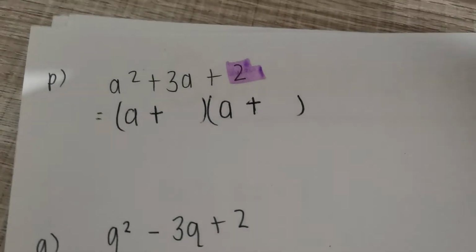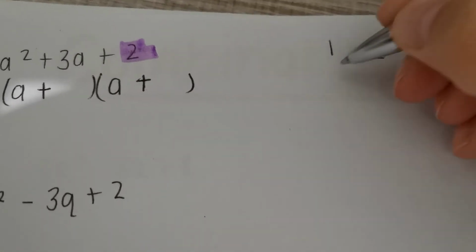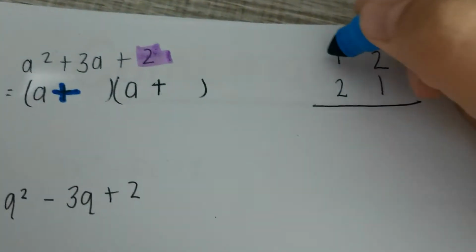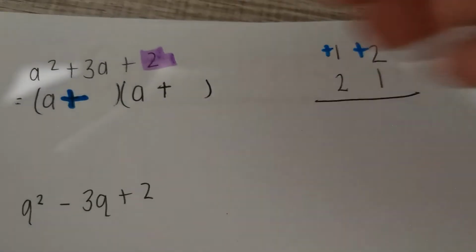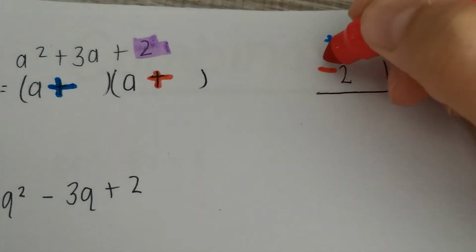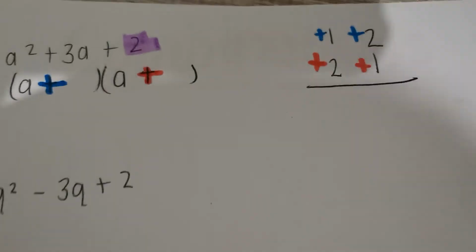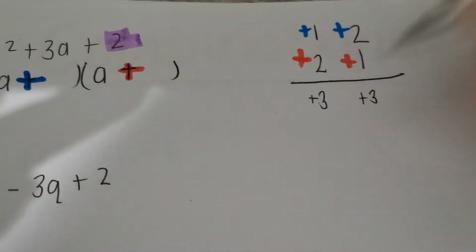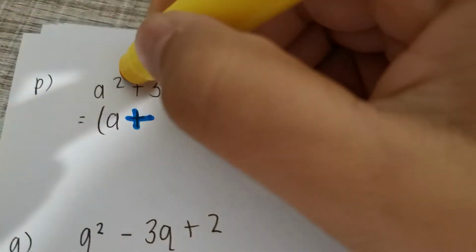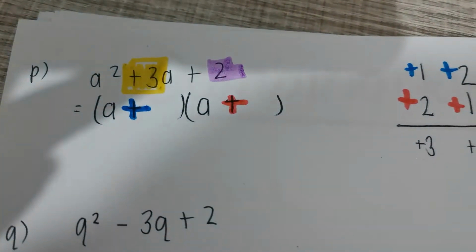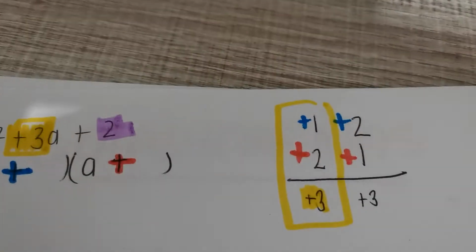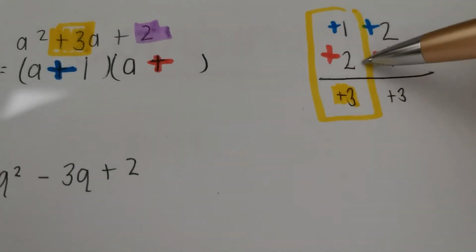Factors of 2, which are easy. 1 and 2, reverse 2 and 1. Okay. Blue, blue, blue. Pink, pink, pink. Add them. 1 plus 2, 3. 2 plus 1, 3. I need a positive 3. There we go. Positive 3. Here we go. Next to blue, 1. Next to pink, 2.